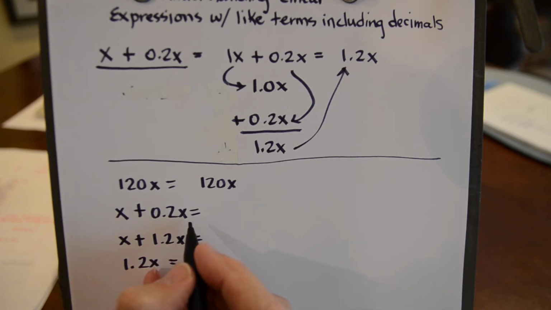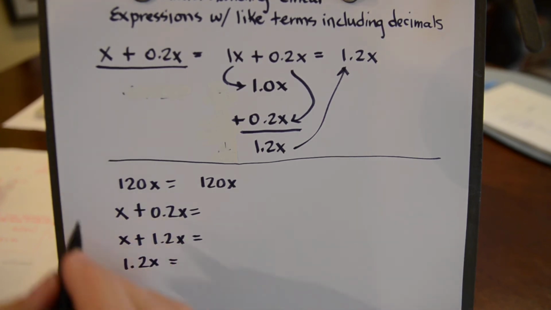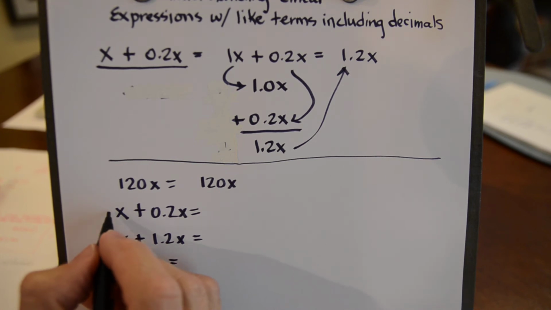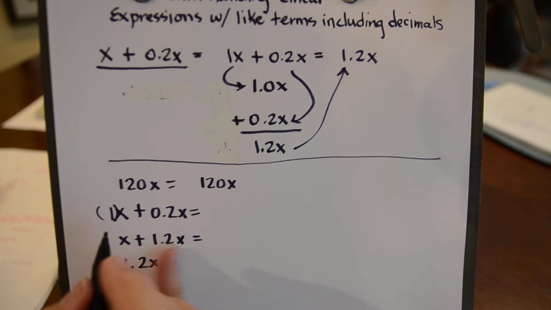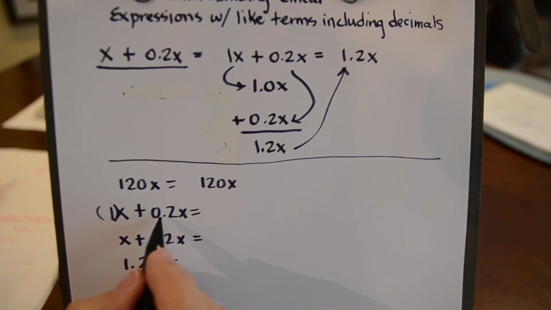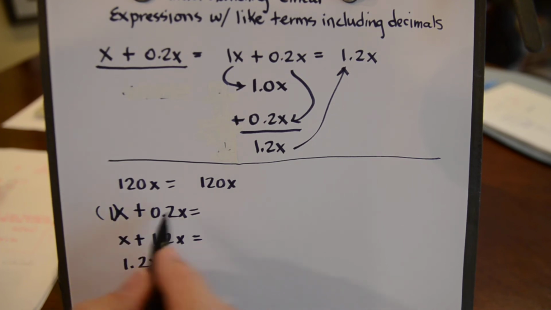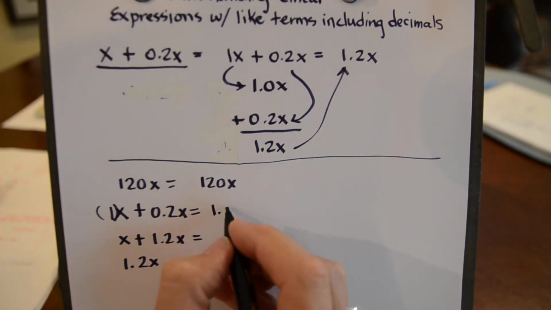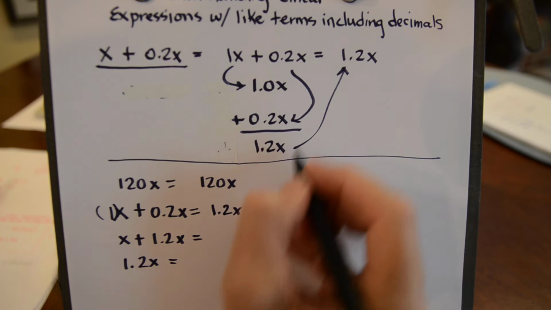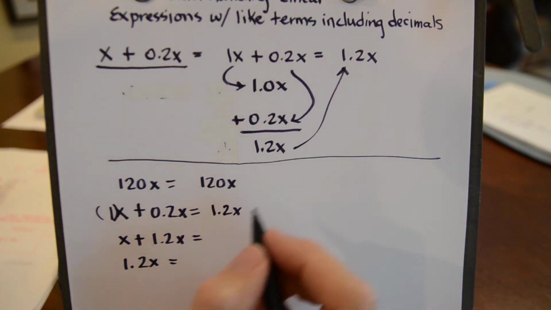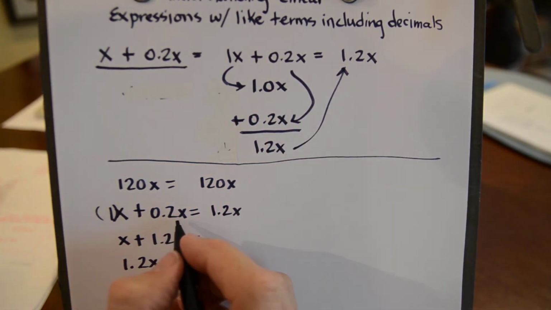But this one, if you will remember, we have an understood number 1 right here. So I'm going to show that, and I've got my 1 plus my 0.2. So this is 1.0 plus 0.2 gets me to that 1.2x, which is what I did just up here. So that's the simplified answer to that problem.